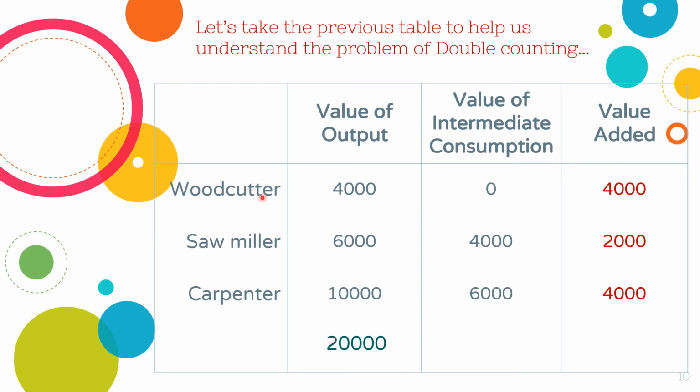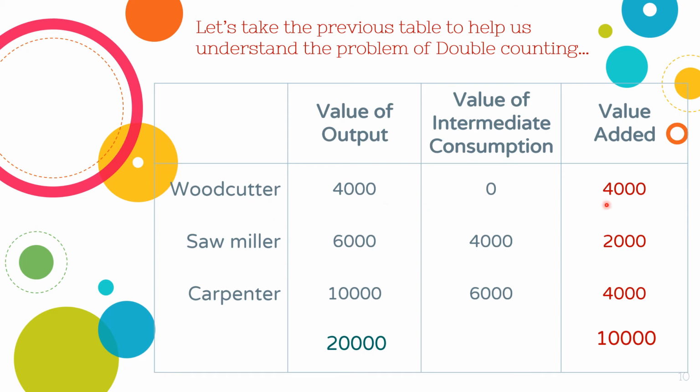The third time the value of the woodcutter is counted is here within this 10,000 assigned by the carpenter, because the carpenter includes the value 6,000 paid to the sawmiller, which in turn includes the value 4,000 paid to the woodcutter. So therefore, we do not consider the value of output. However, we consider the total value added, which is 10,000, because this 10,000 gives us a correct picture of the contribution of all the stakeholders in this particular producing sector.